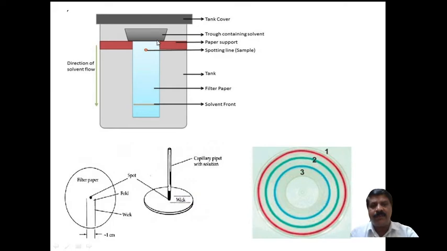Now this is a trough containing the solvent, and this is the paper, and the spotting line will be here. Here extra paper will be there. Then from the tank, it is allowed to move, and the solvent goes to the front, reaching up to here. Then by visualizing the spots, the Rf factors should be calculated.